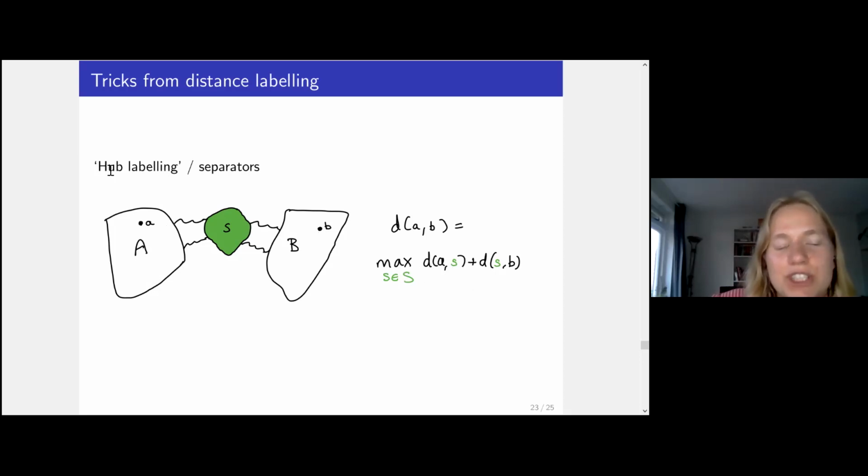There's a generalization of this called hub labeling that's used quite a bit in the distance labeling community, where the separators might be personal to the vertices. But this, for example in planar graphs and things like this, also gives much better results using these kinds of ideas: if we have a separator, we just have to record the distance to the separators.